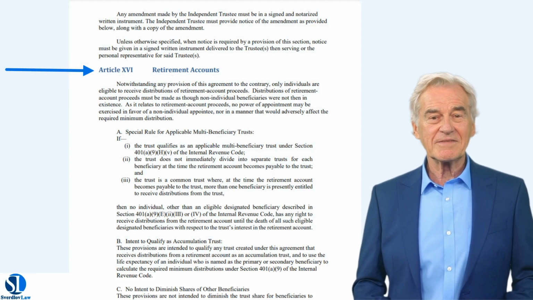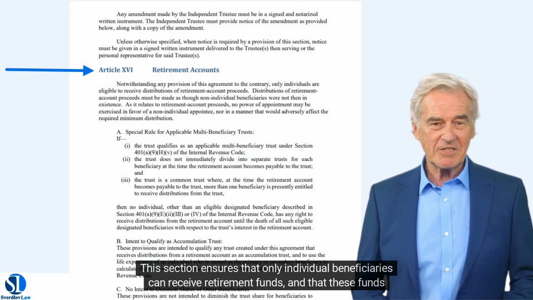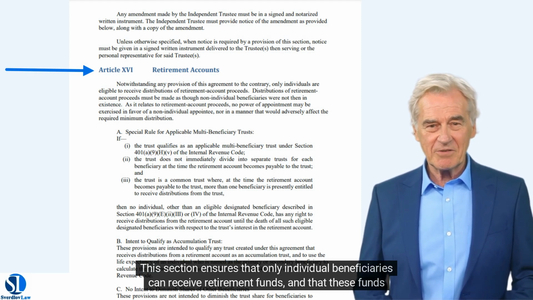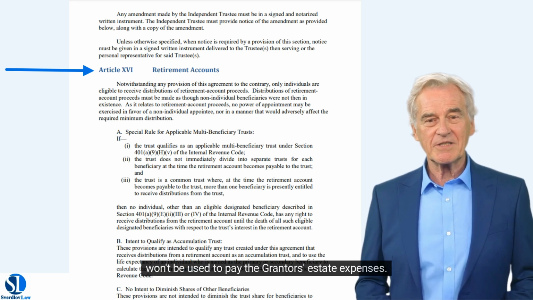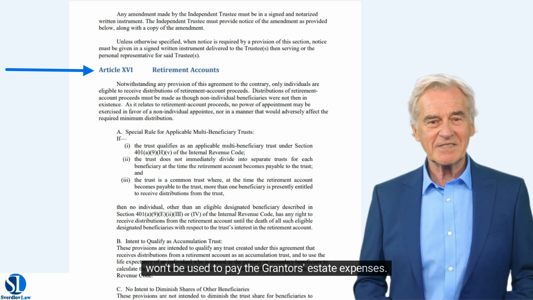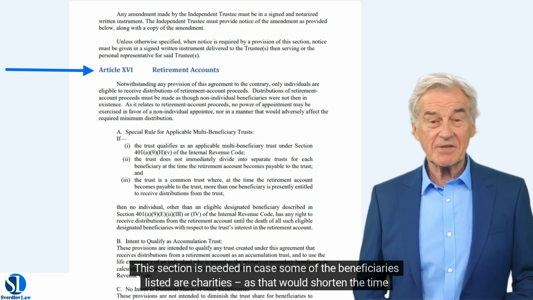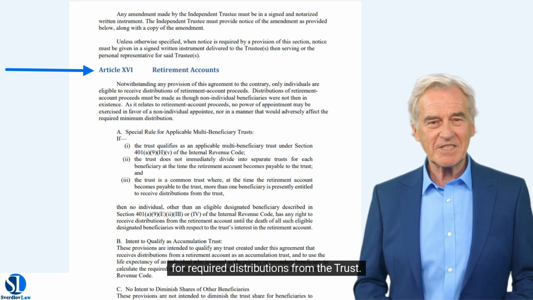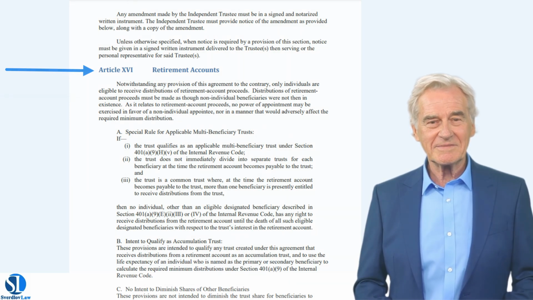Article 16. Retirement accounts. This section ensures that only individual beneficiaries can receive retirement funds and that these funds won't be used to pay the grantor's estate expenses. This section is needed in case some of the beneficiaries listed are charities, as that would shorten the time for required distributions from the trust.